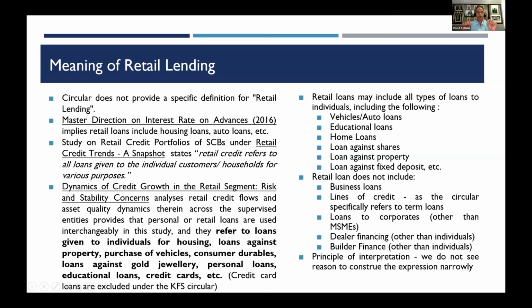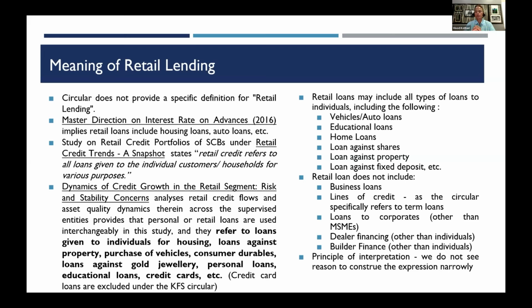Similarly, there's another RBI publication which talks about dynamics of credit growth, and there the RBI says retail credit refers to loans given to individuals for housing, loans against properties, purchase of vehicles, consumer durables, loans against gold jewelry, personal loans, educational loans, credit card. By the way, credit cards are specifically excluded. So for credit cards, we have a specific exclusion, but the retail credit or retail lending itself has a very wide applicability.